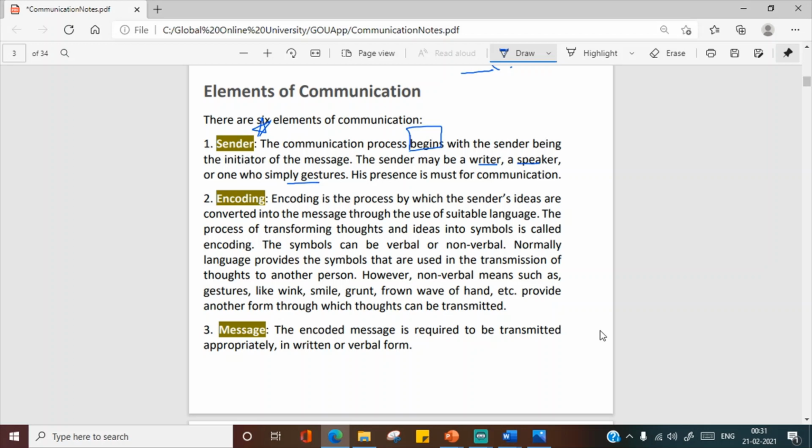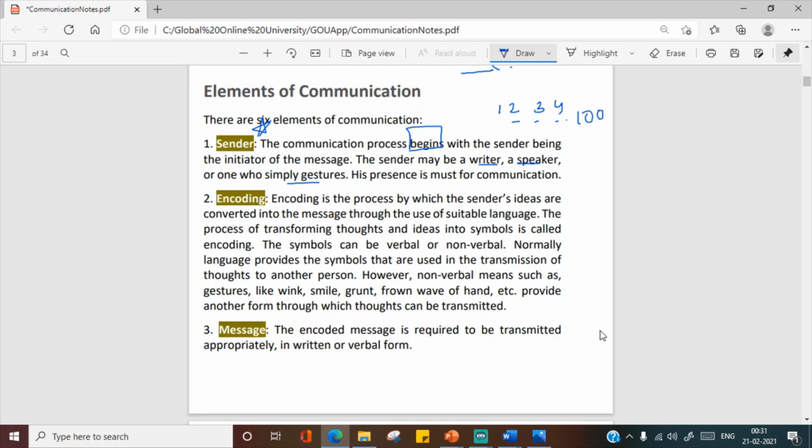For instance, there is a class, you are waiting for a lecture. Hundreds of students are sitting in a very big auditorium, but the speaker or the teacher did not come, so the communication process will not start. So the sender is very important in the communication process.